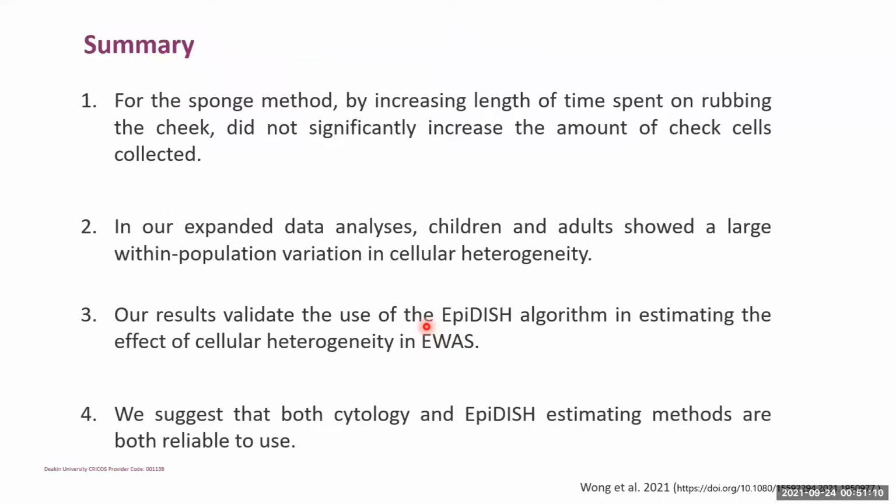So as a summary, our findings suggest that the type of buccal collector has minimal influence on the proportion of epithelial cells collected. This may also be one reason why increasing collection time for the Oragene sponge did not increase the proportion of epithelial cells collected, nor did it significantly increase DNA yield. However, future larger studies are needed to further test our hypothesis.